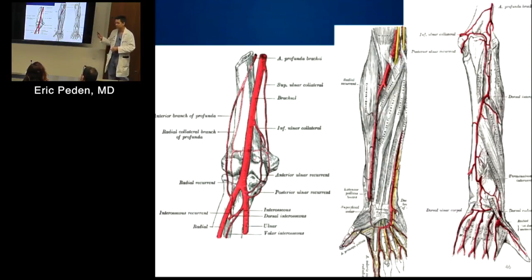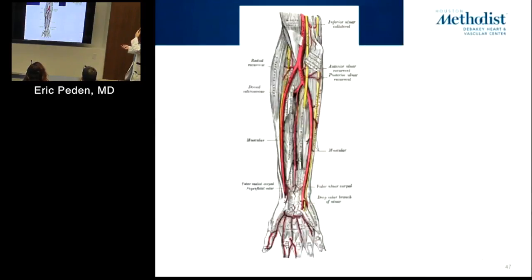When that happens, it's a really bad sign. So if you have bad enough ischemia that you lose fingers or a hand, your mortality is greatly accelerated, even compared to other PAD patients, which is pretty bad as it is.